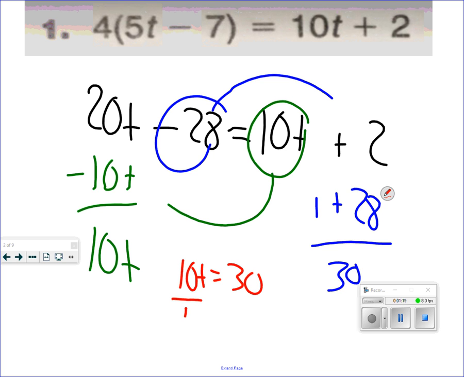I divide by 10. 30 divided by 10 equals 3. So t equals 3. Let's do another problem here.